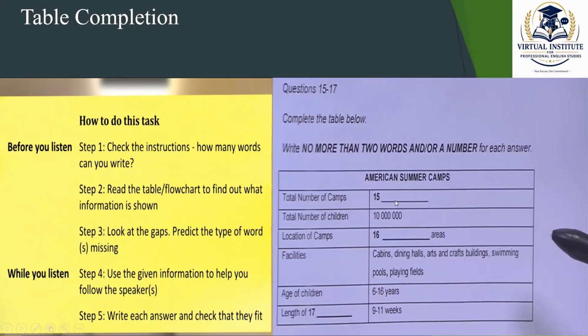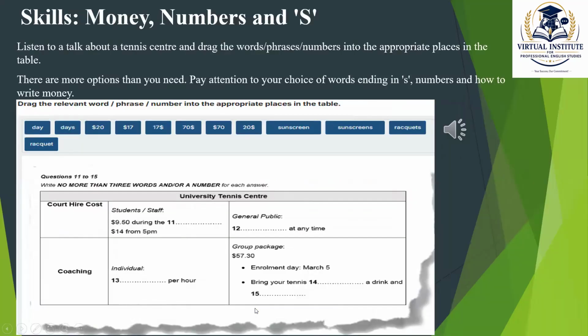So we have a number, we have a word here, and we have a word here. So when you will be listening, you will be actually focusing on the words or the numbers in each and every given blank. Is it clear? Yes, sir. Okay, let's move ahead and have a practice.